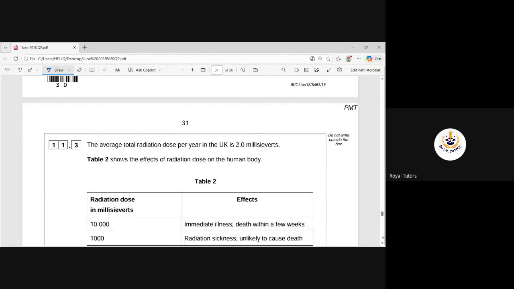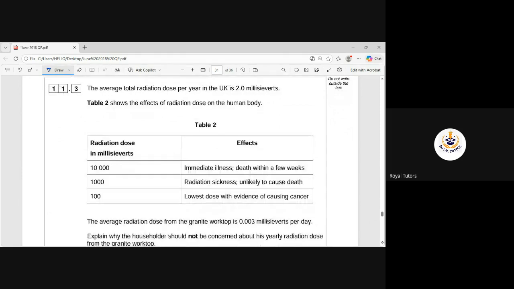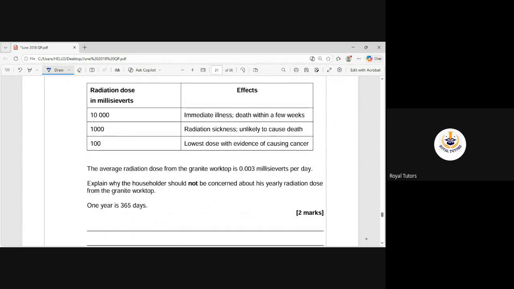The next question says the average total radiation dose per year in the UK is 2.0 millisievert. Table 2 shows the effect of radiation dose on the human body. You can see the radiation dose in millisievert, and the effect based on the measurement. The average dose from the granite worktop is 0.003 millisievert per day. Explain why the householder should not be concerned about his yearly radiation dose from the granite worktop.